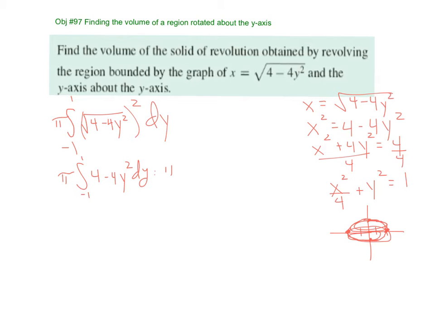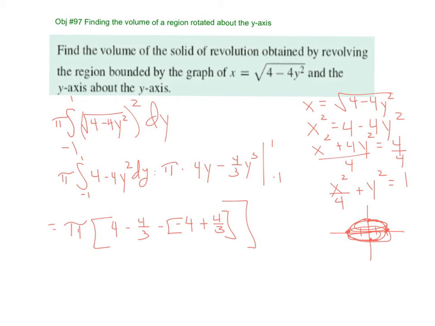So we get pi times 4y minus 4/3 y cubed from -1 to 1. So pi times 4 minus 4/3, minus, another bracket, -4 plus 4/3.